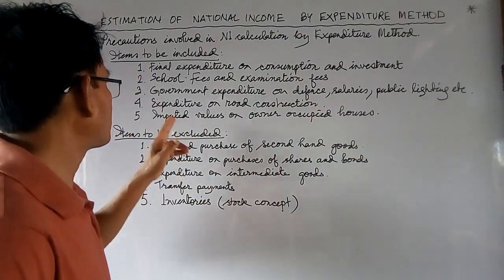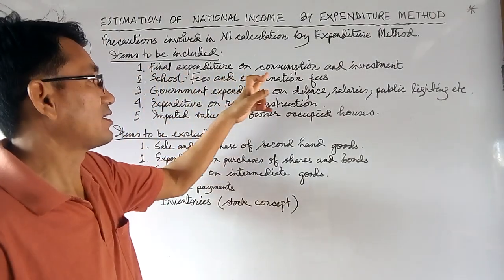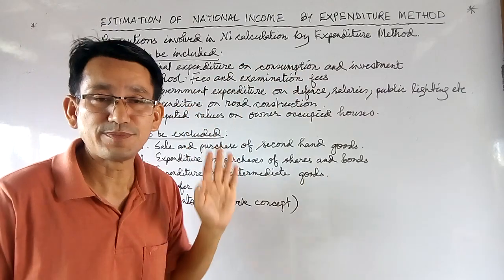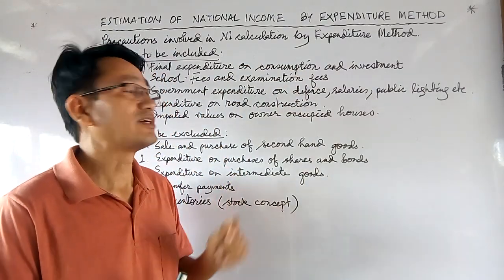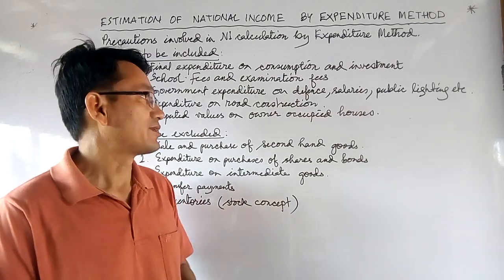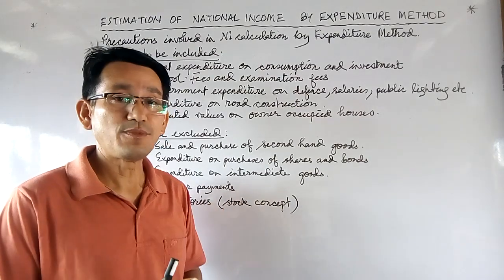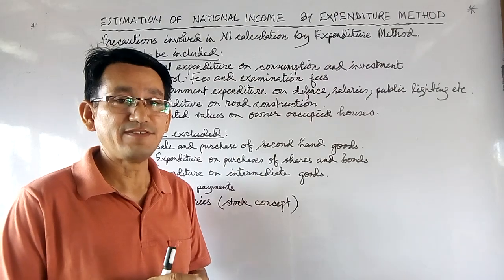First, the final expenditure on consumption and investment. Whatever money we spend, it is mainly on consumption and investment only. Expenditures are in the form of consumption or investment.